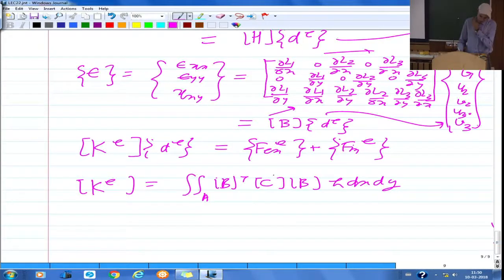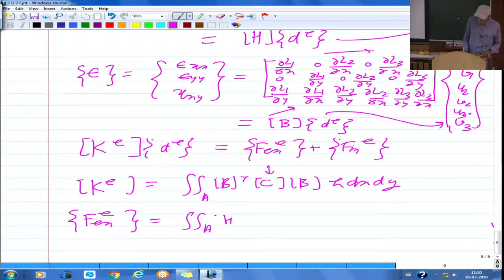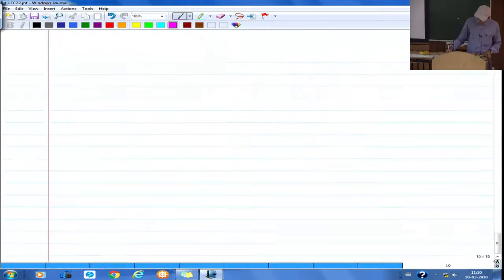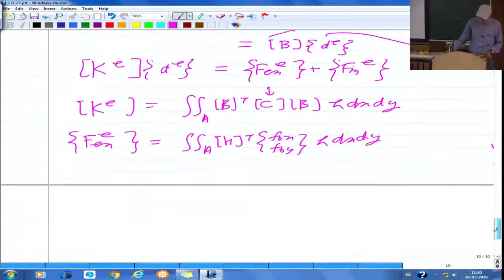And if it is a plane stress problem, then this C is different. If it is a plane strain problem, C is different. Otherwise nothing changes. So the form remains the same, and your F external, we are taking only from the body forces. So the integration over the area of the element of H transpose into F Bx, F By and H into dx dy. So that you can see is coming from the second potential energy term.